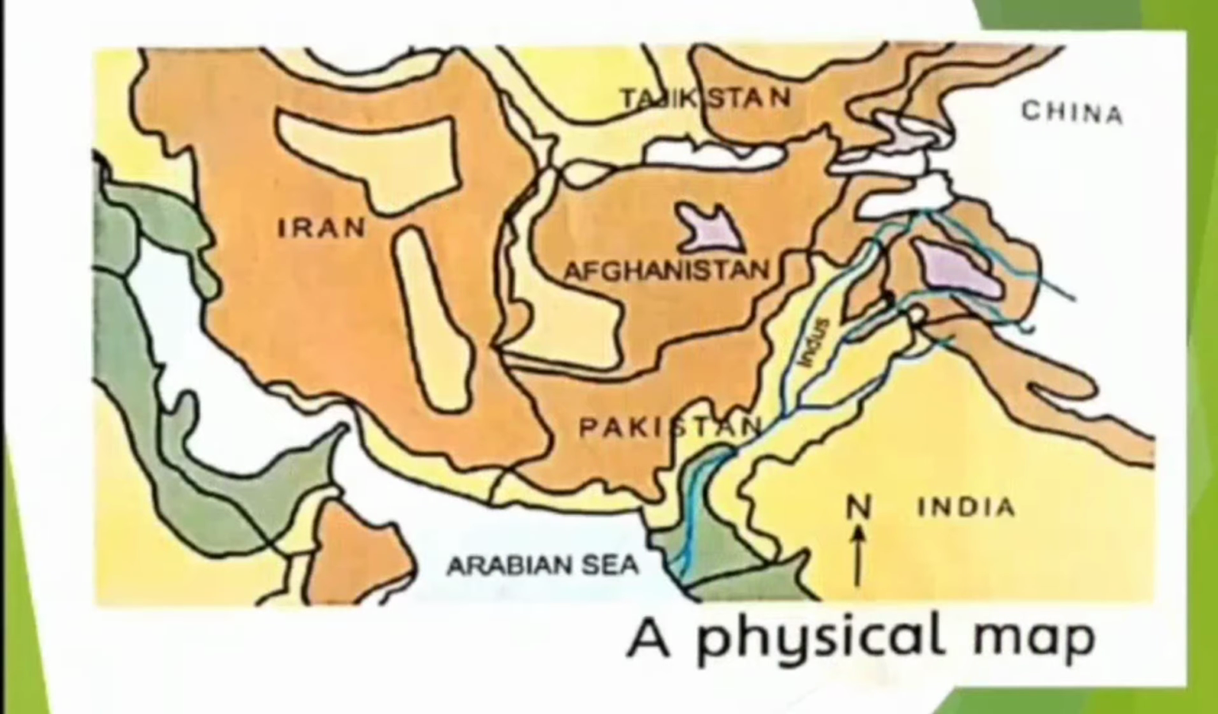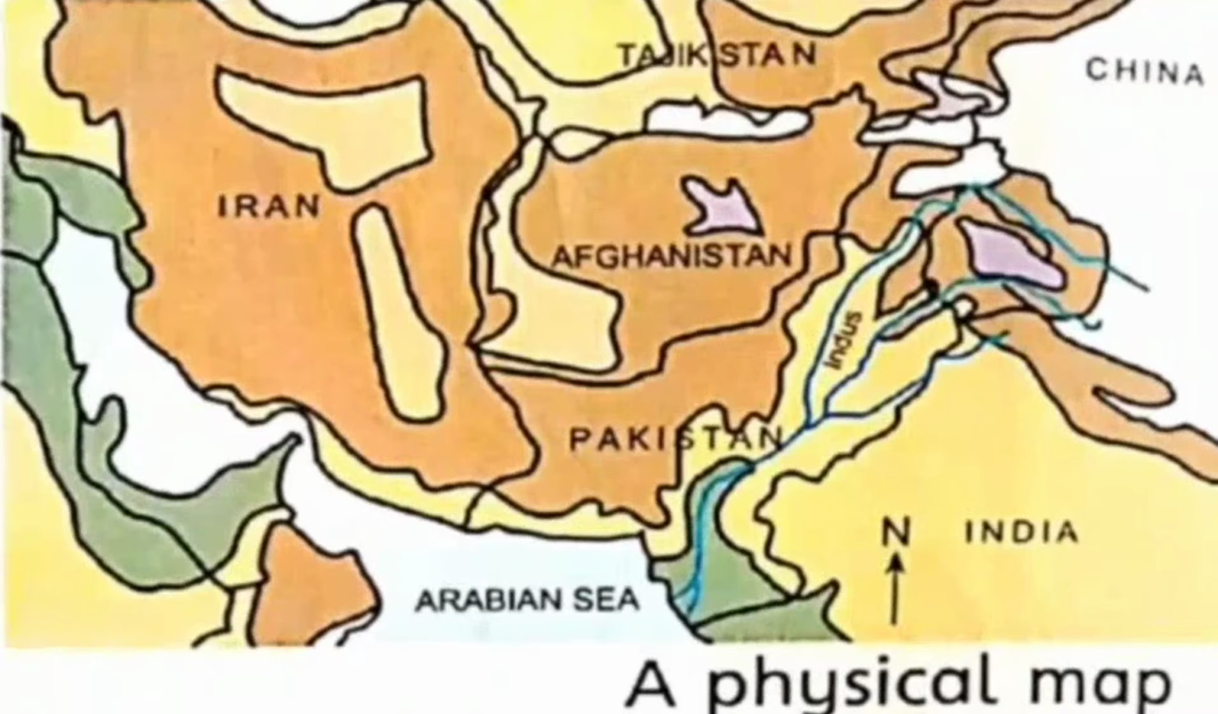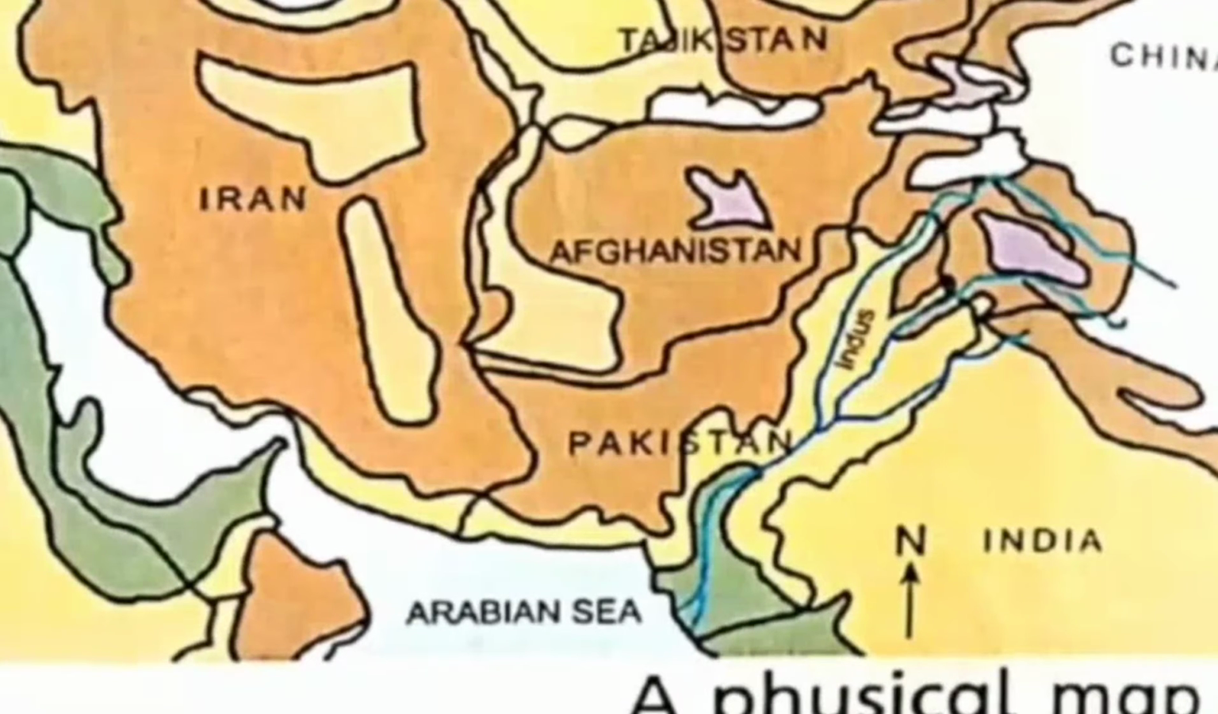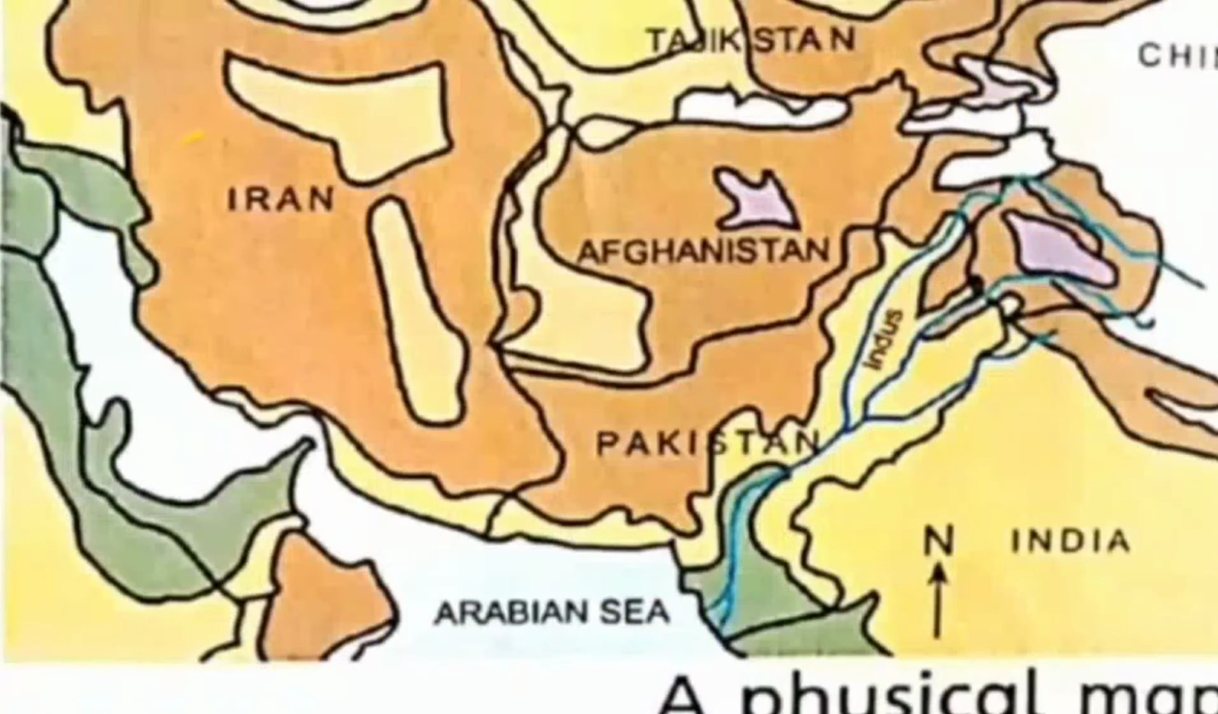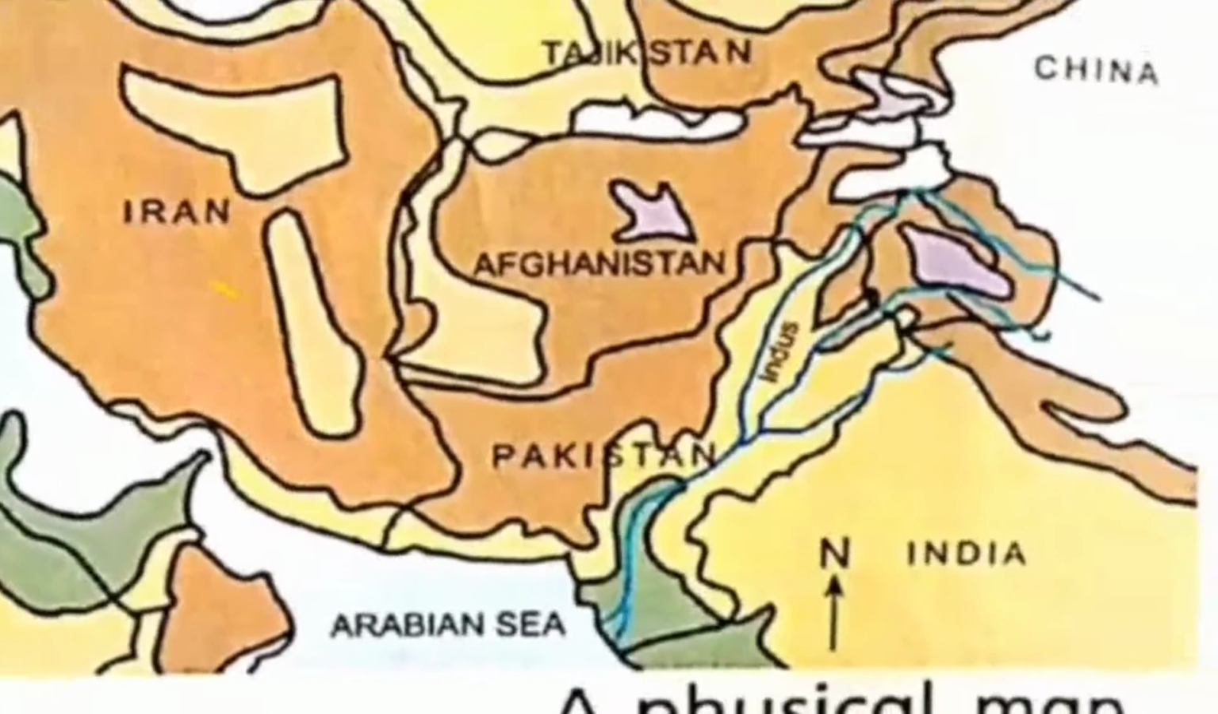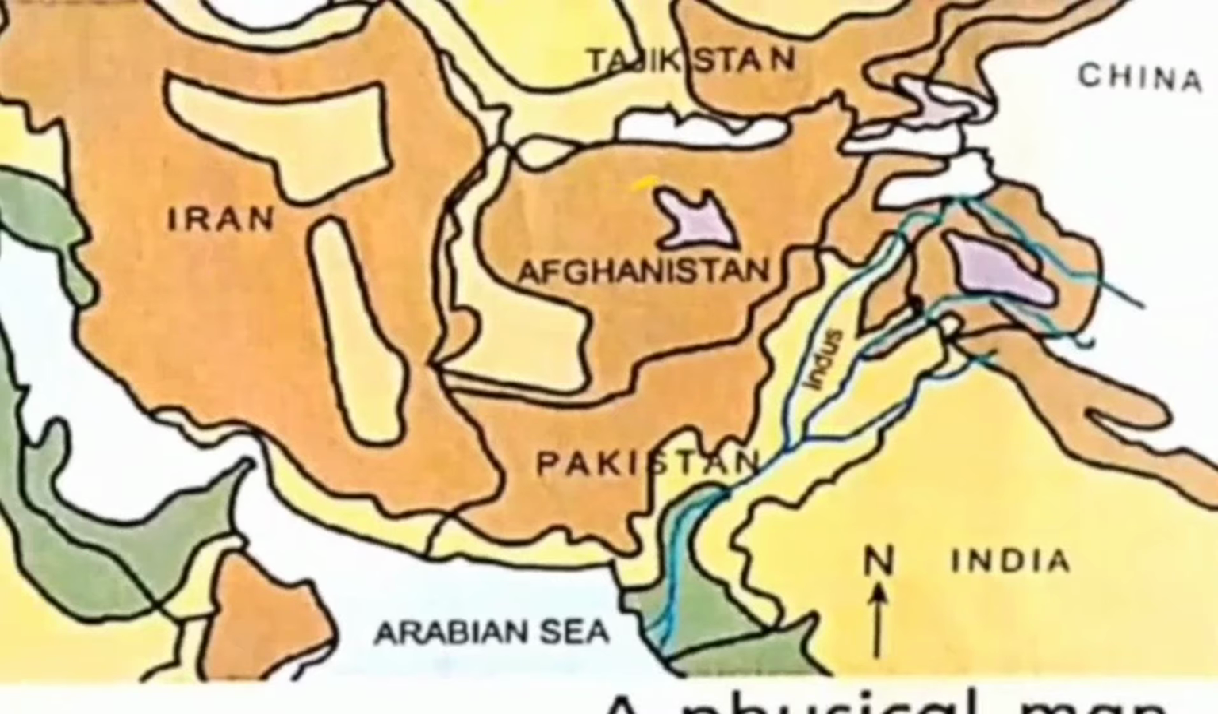Students, as you can see, this is a physical map. It shows hills, mountains, rivers, valleys and other landforms. Okay students, now let's study this map. Now students, be focused on this yellow pointer. Let me tell you, the brown shaded part of this map which you can see here is showing mountainous regions of Pakistan and other countries. It means this part of the country is covered with mountains.